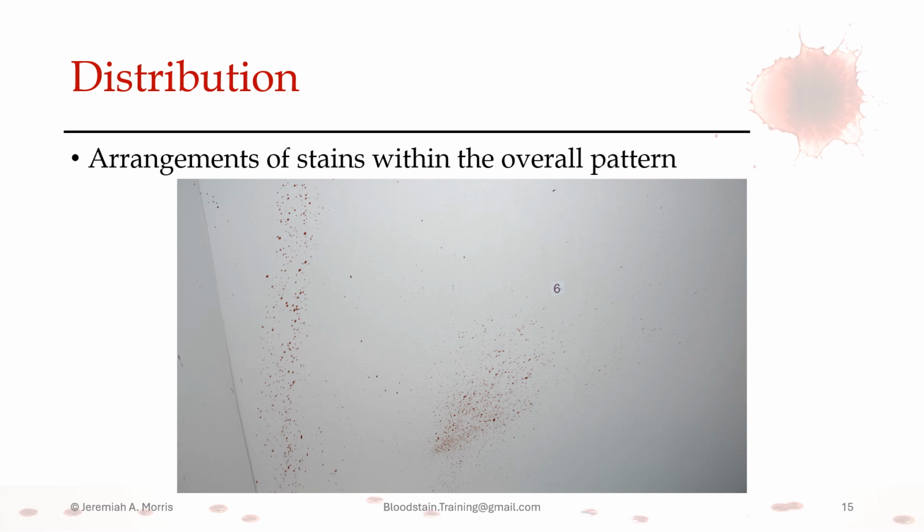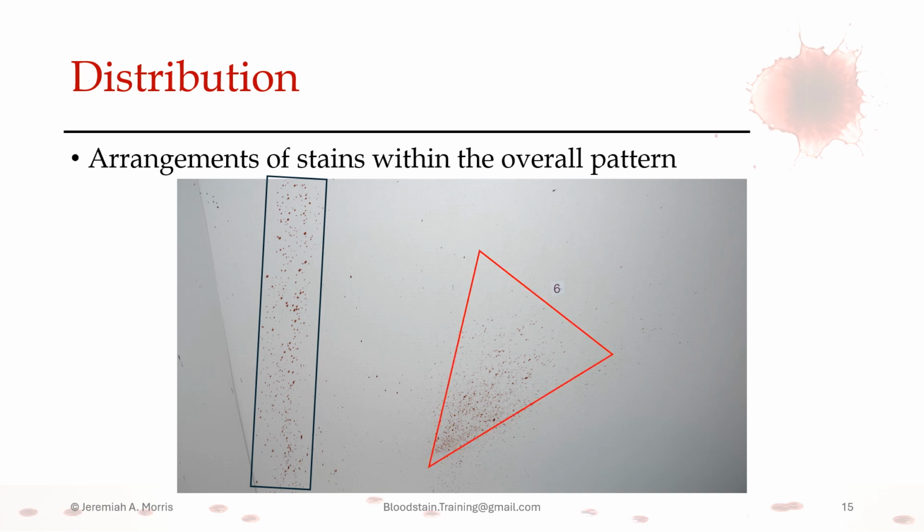So here we have two patterns in this particular image. If we look at the pattern that is on the left-hand side, if we were to draw lines around the boundaries of that, those lines are going to be parallel. This here is often described as a linear distribution, where all of the stains kind of line up in a series. Whereas if we were to draw boundaries around the pattern that's on the right-hand side, we're going to get kind of a triangular shape to it.